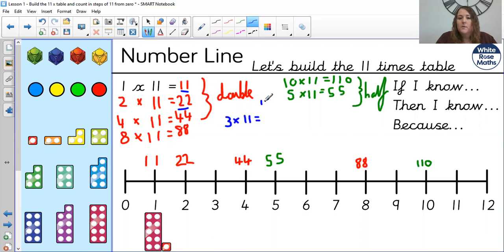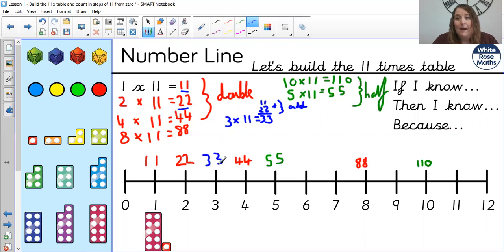So if I do a little sum here, and again, it's quite simple with the 11s. If I add 11 and 22 together, I will get 33 because I have added. Okay, so I can put my 33 on here.